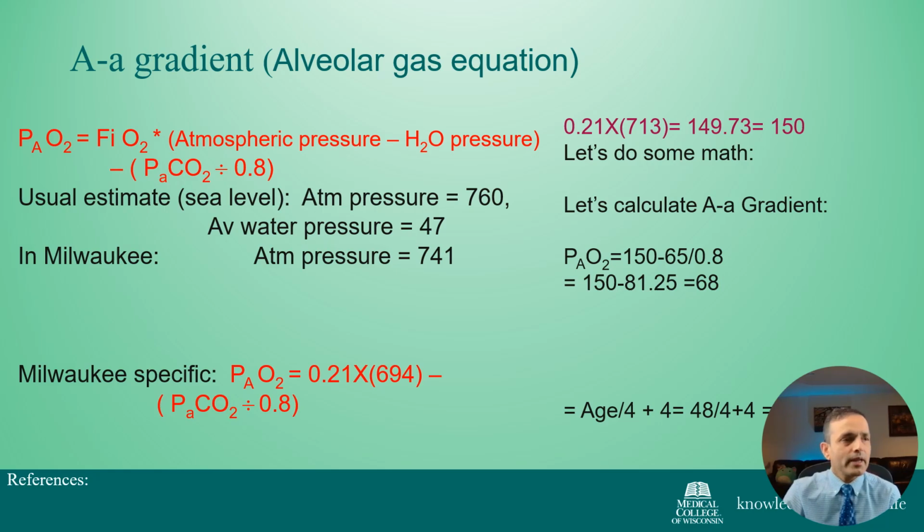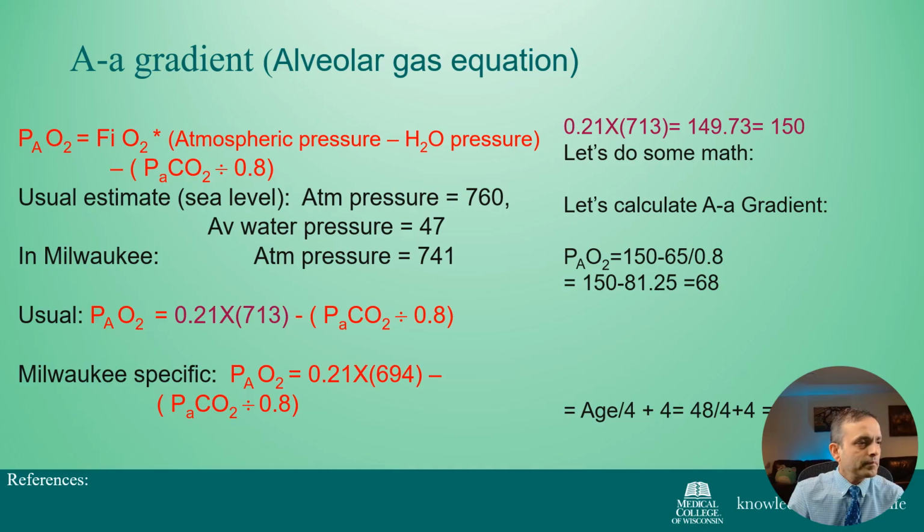So let's calculate AA gradient. So this is the formula for AA gradient. Start with big A. Big A, as you can see, the first part of the formula, is constant, which is 150. As you can see here, 0.21 times 713, so that constant is 150. If somebody is on supplemental oxygen, you need to change this number. So let's say somebody is on 5 liter, FiO2 is going to be 40%, that is going to be 0.40, and you calculate this number. So in our case, it's going to be 150.